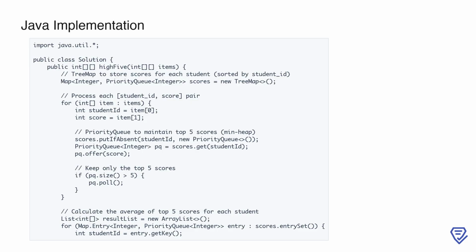To ensure that we only keep the top 5 scores, we check the size of the priority queue. If it exceeds 5, we remove the smallest score by calling poll. This allows us to maintain only the highest 5 scores efficiently while processing the input data.